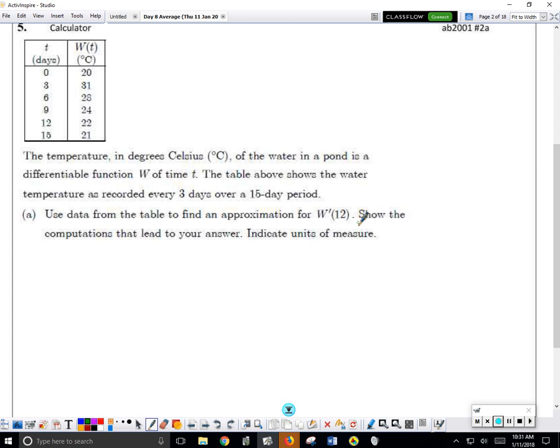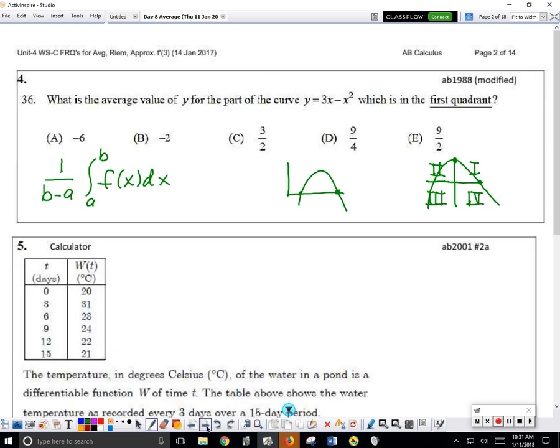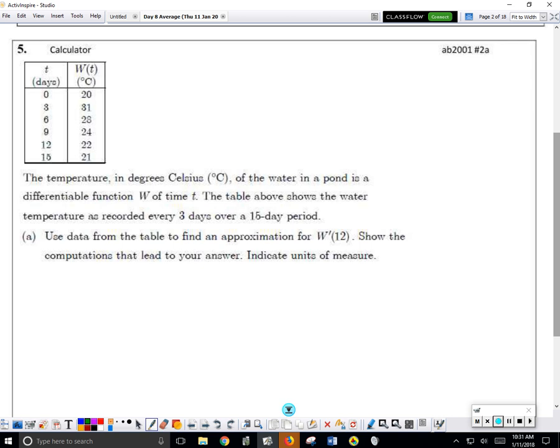I gave you an example back here where there were 3 different ways to find an approximation for R prime of 12, but only one way to find an approximation for R prime of 10. On this one, please show me with your hands. How many different ways can you find an approximation for W prime of 12? 1, 2, or 3? Show me. So they're asking you to approximate W prime of 12, just like we did on the first one. How many different secant slopes can I find that would approximate this? 1, 2, or 3? Show me.